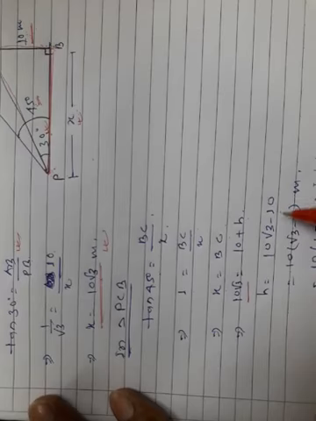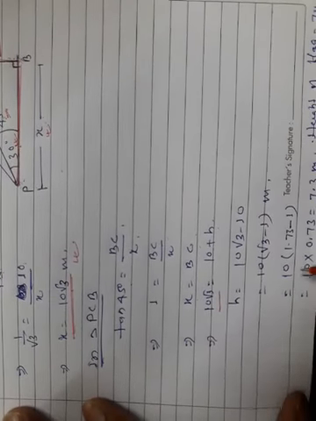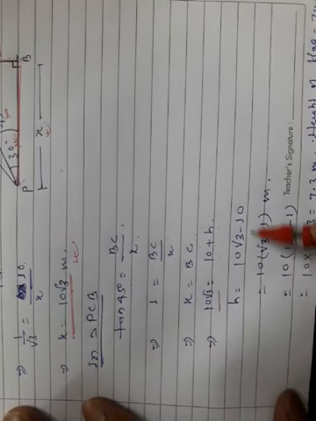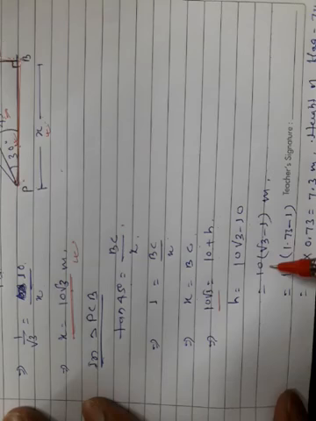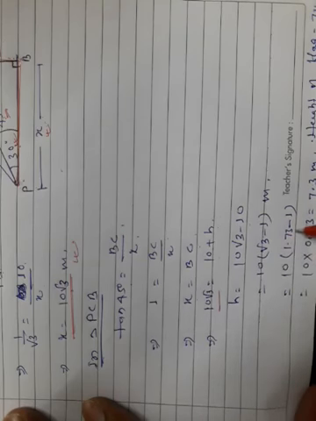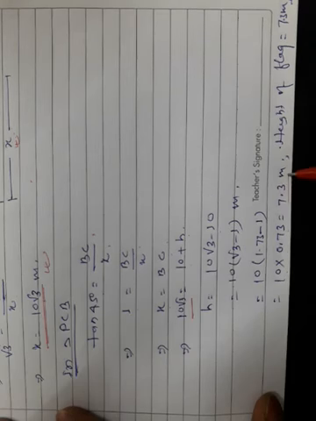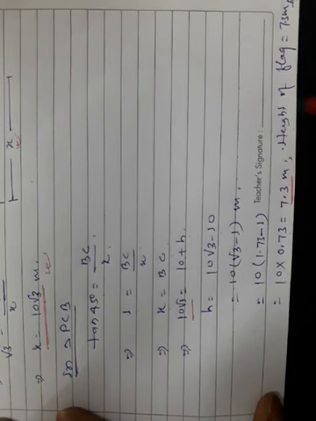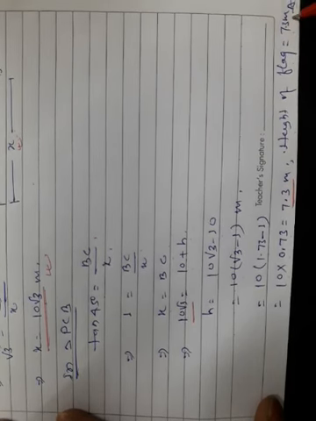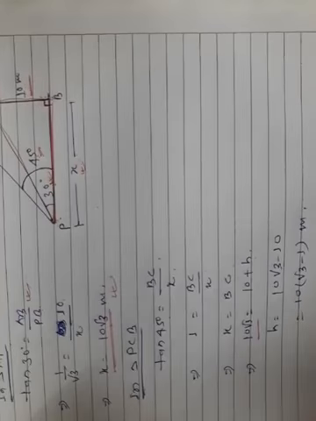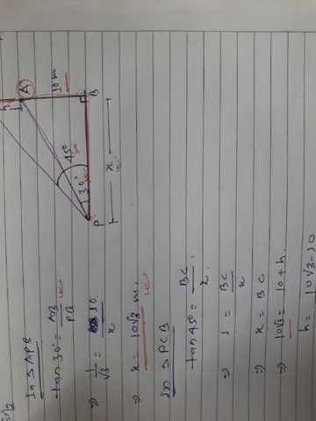After a short calculation, you will find the value of h is 10 root 3 minus 10. 10 is taken common, and the value of root 3 is 1.73 minus 1. So the value is 10 into 0.73. After a simple calculation, you will find the height of the flagstaff is 7.3 meter.